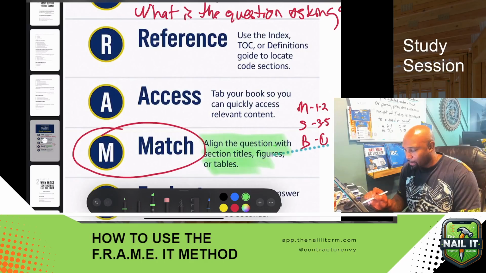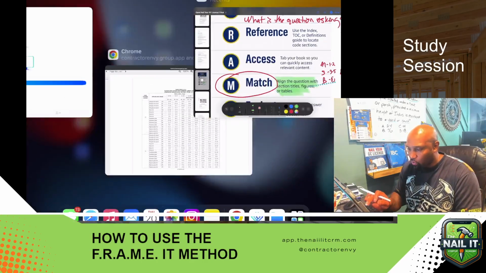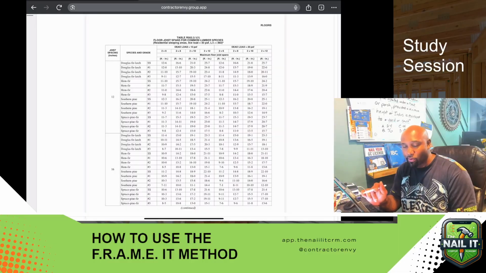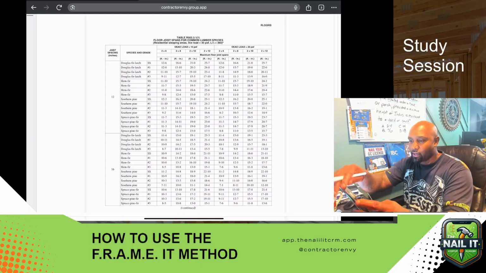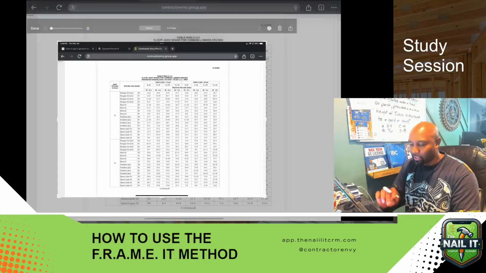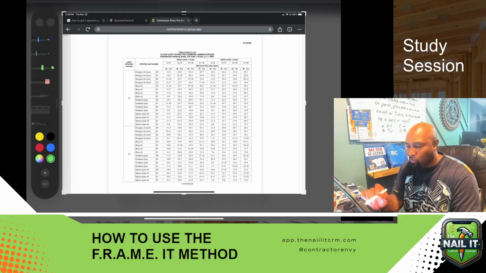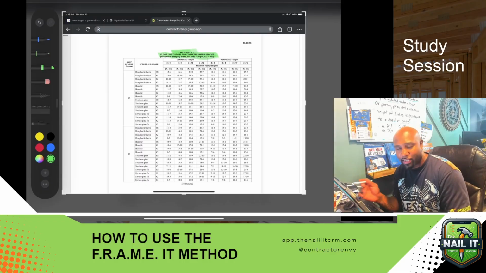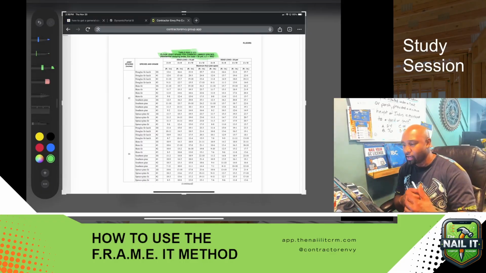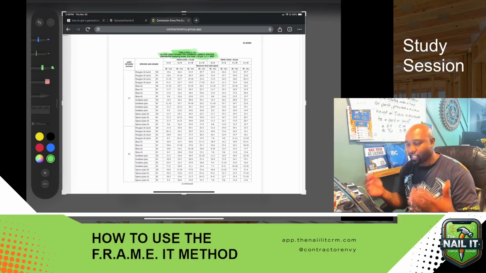This is what we're looking at. So when we go back to our book here, if we're at a table, we're looking at the table title, everything in here, right? Let me show you what that looks like. I can see keywords right here, which I'm looking at first, right? Floor joist spans, common lumber species, residential sleeping areas, all these different things are keywords.